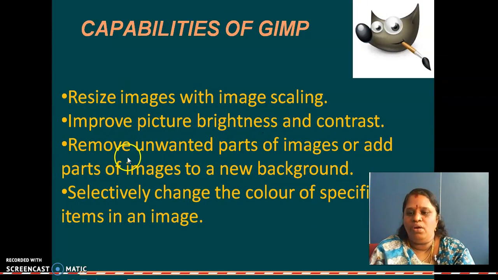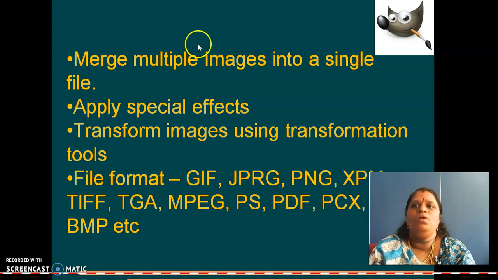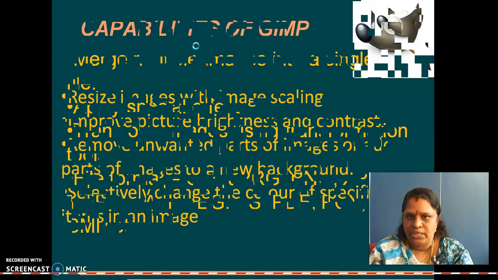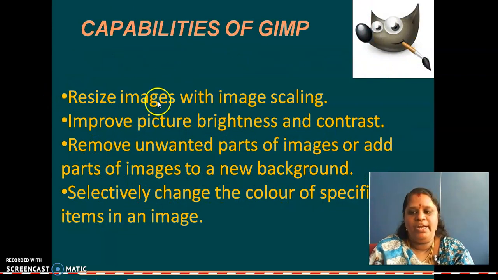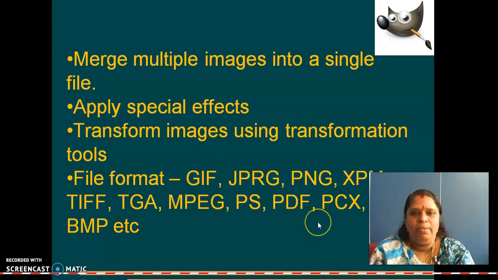This is the capabilities. So capabilities 1, 2, 3, 4, 5, 6, 7, 8 capabilities. We want to learn these 8 capabilities. It is very important in this lesson. Got it? So you want to learn and write these 8 capabilities in your CS note. So what are the capabilities? Resize, improve the brightness and contrast, remove unwanted pictures, selectively change the color, merging, special effects, transformation and file formats. These are the capabilities of XIM.